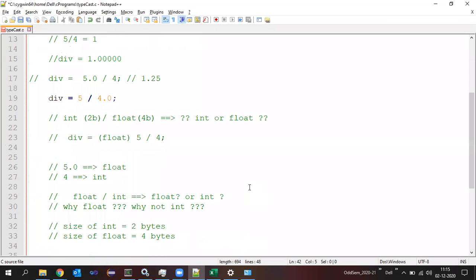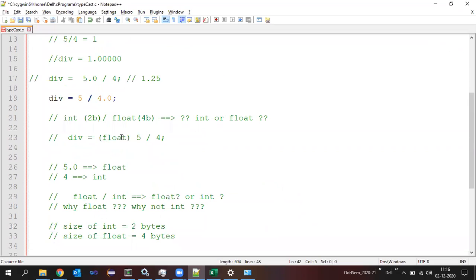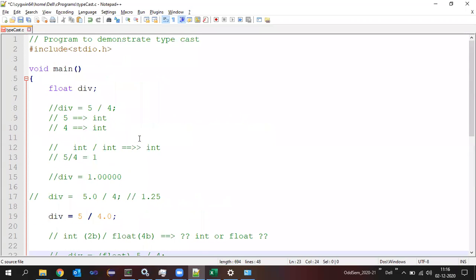So is that understood now? The overall concept of typecasting means converting one data type to another data type. Two types: implicit and explicit. In implicit, the compiler itself converts one data type into another, whereas in explicit, the programmer instructs the compiler to convert it by writing the corresponding data type. When I write float within the brackets, that means you convert one data type to another. This was one example of typecasting.